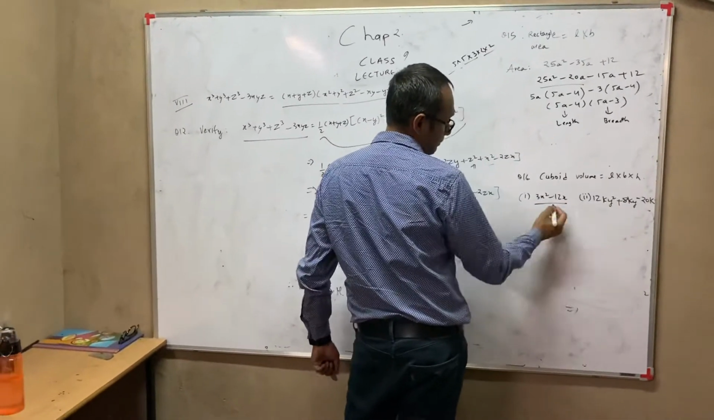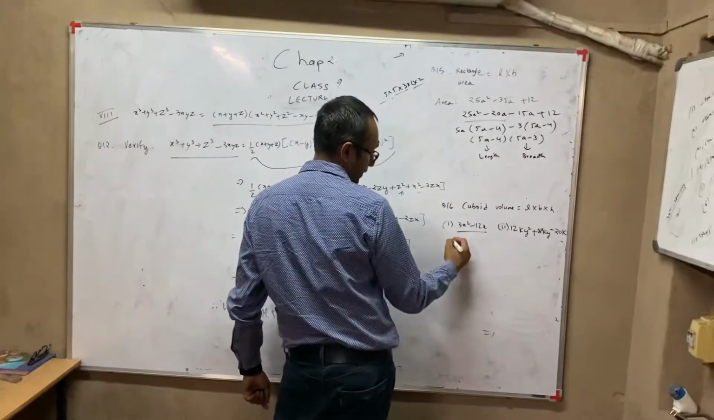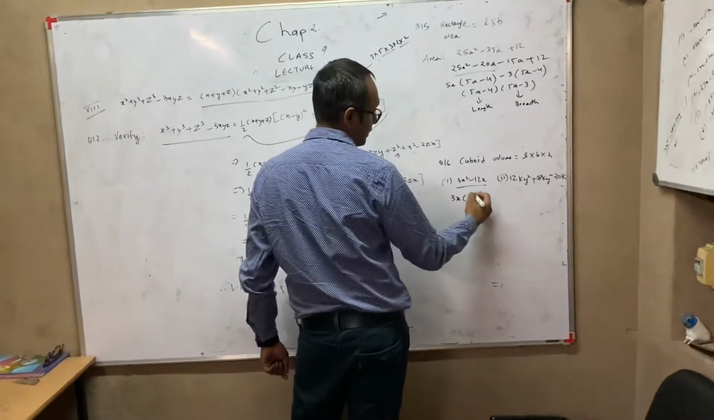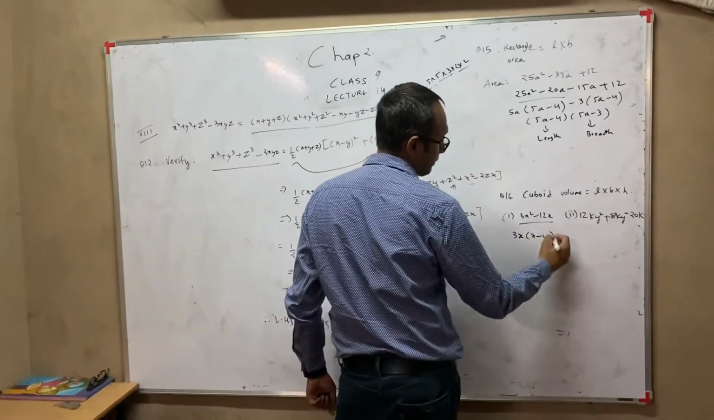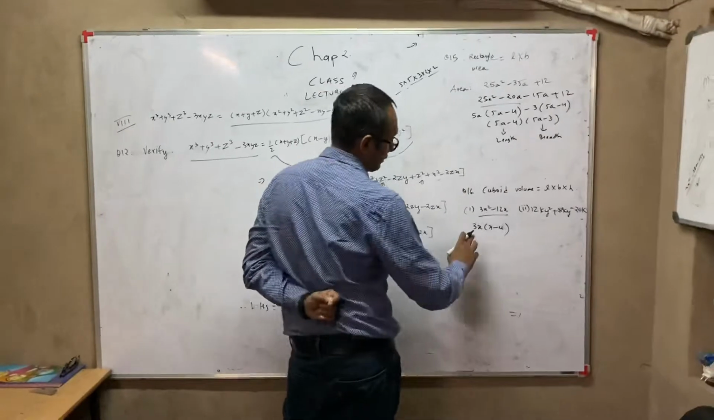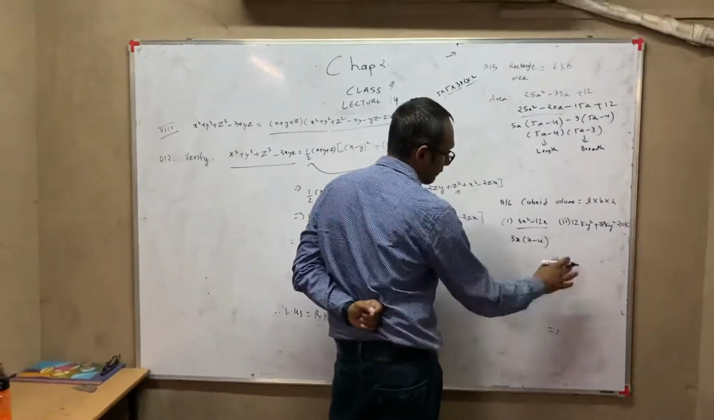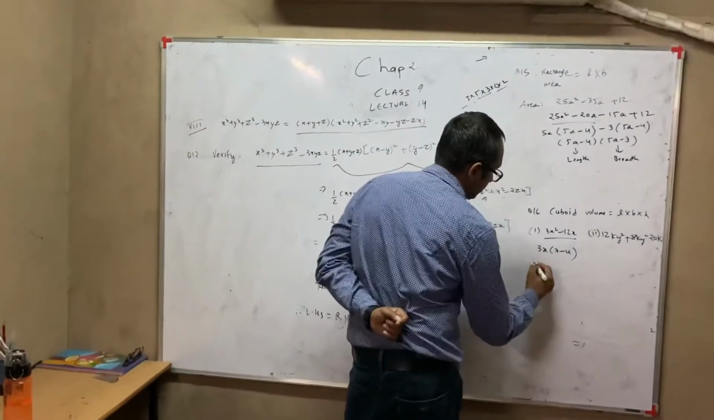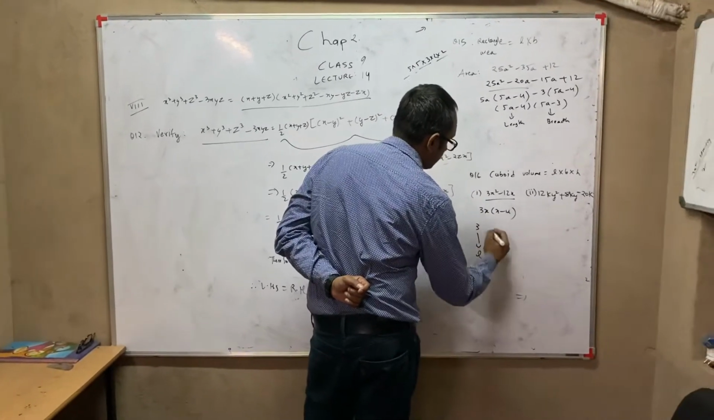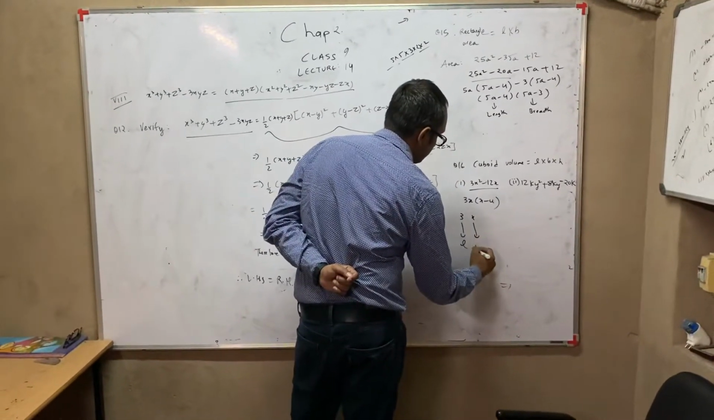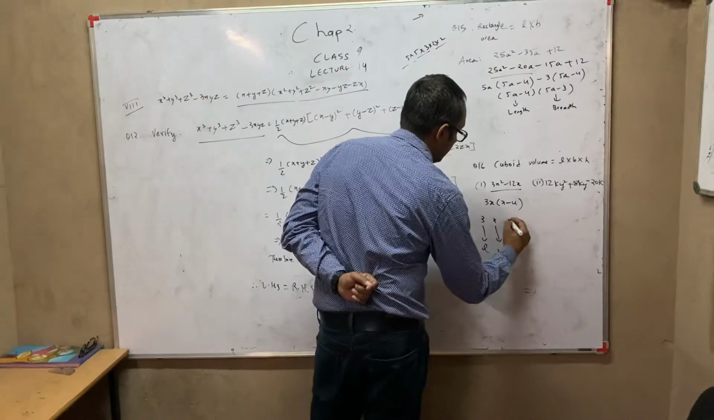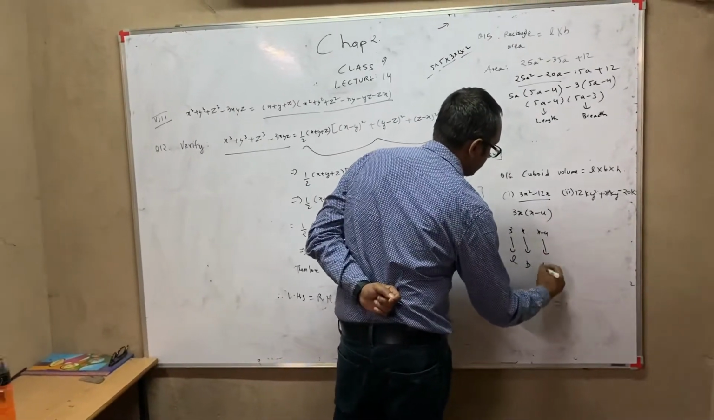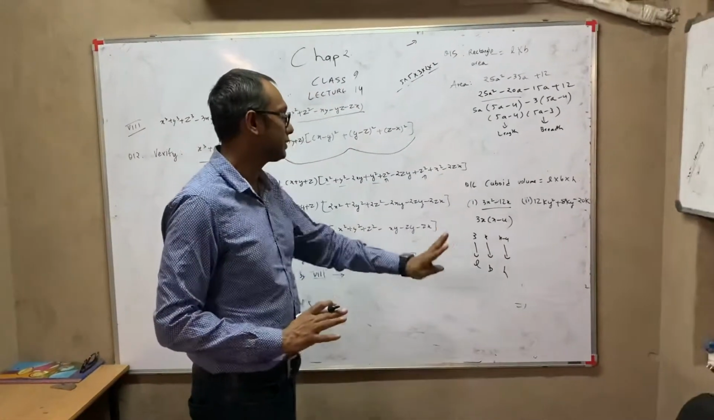Anyway, now how to do this? The first one is very simple. What's the maximum I can take out? I can take out 3x. So inside, x minus 4 will be there. Now our question is finished. I can name 3 as length, x as breadth and x minus 4 as height. That's it. Okay, here the sum is finished.